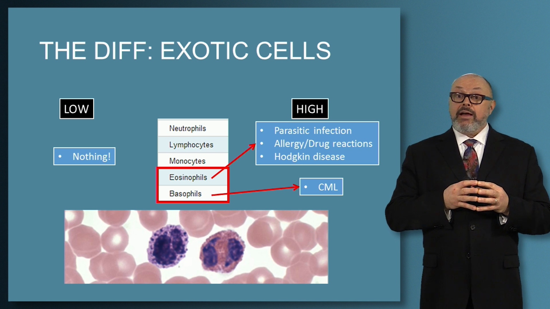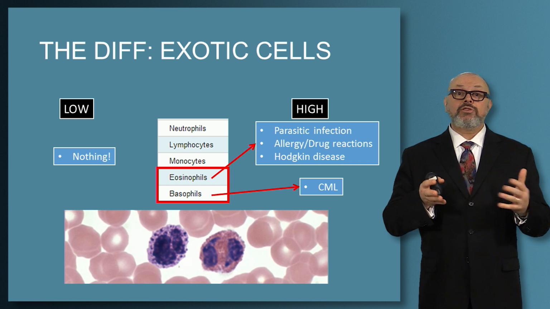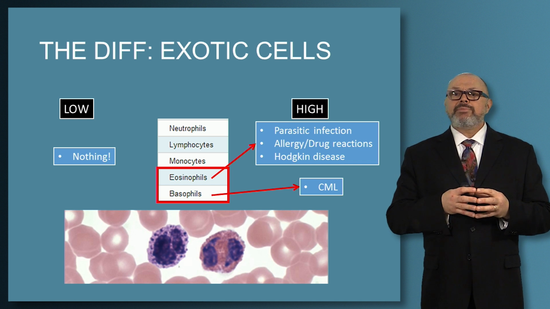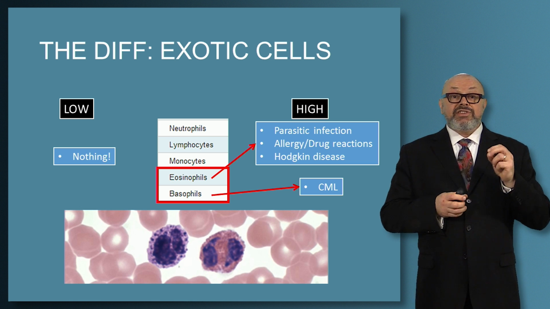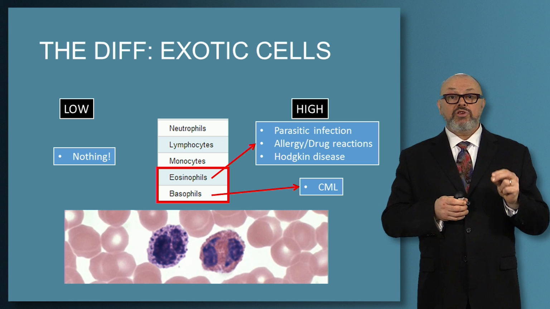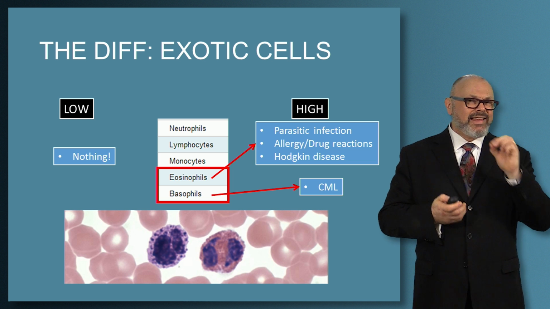A high eosinophil count, eosinophilia, is seen with parasitic infections, with allergy and drug reactions, and can sometimes accompany Hodgkin disease, which is a type of lymphoma. If you see a high basophil count, you must think, could this patient have chronic myeloid leukemia? It's a classical association.